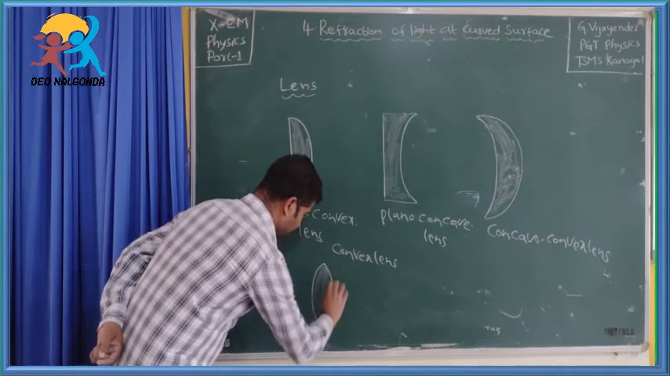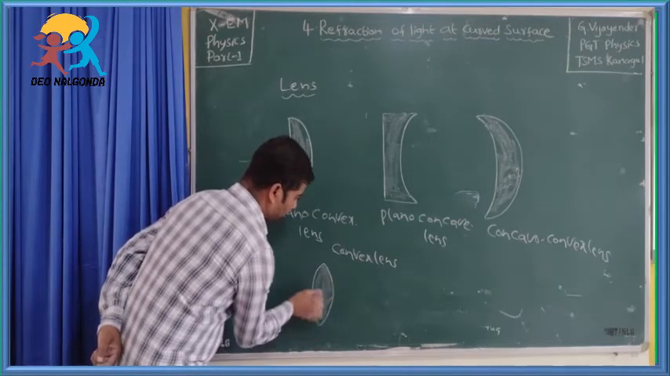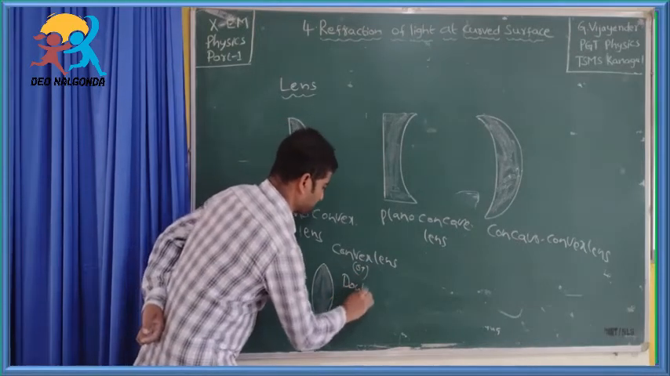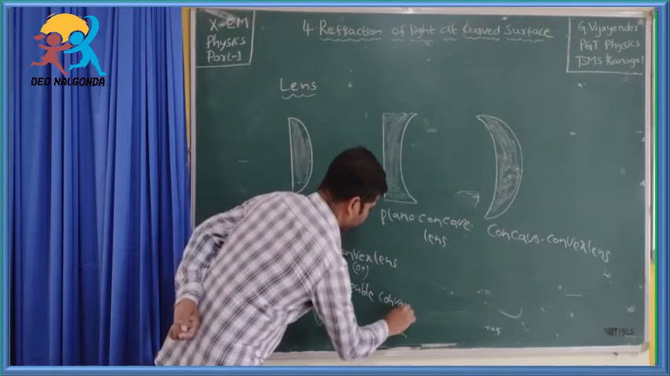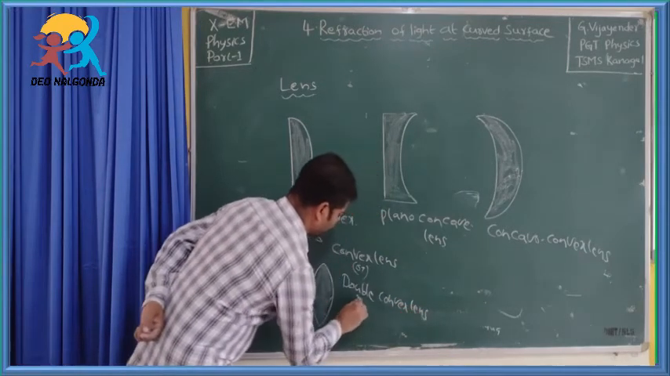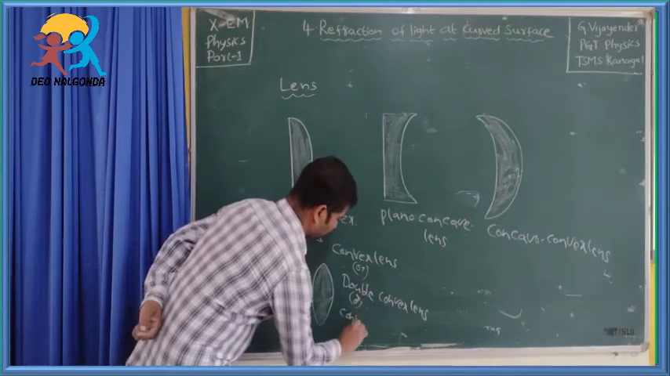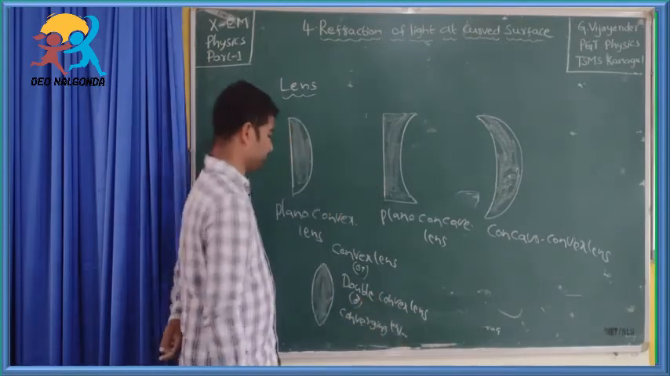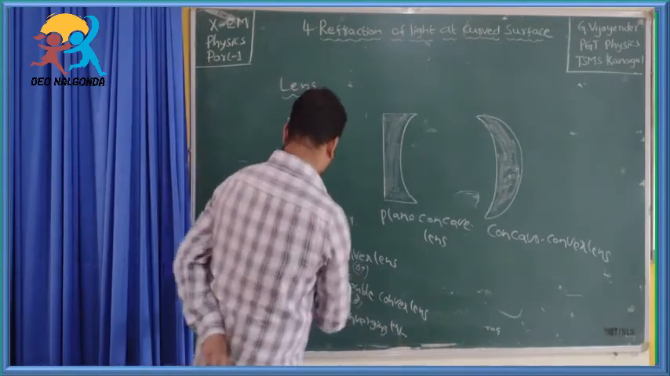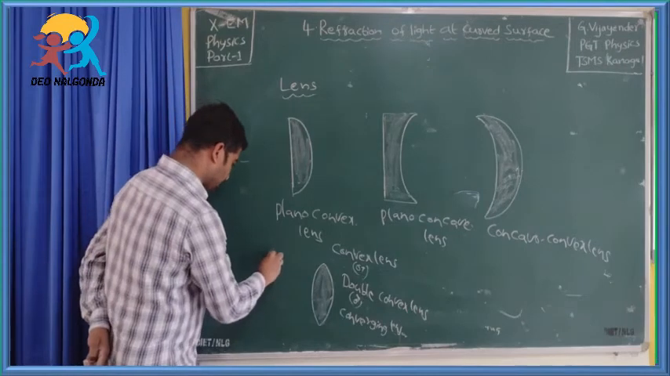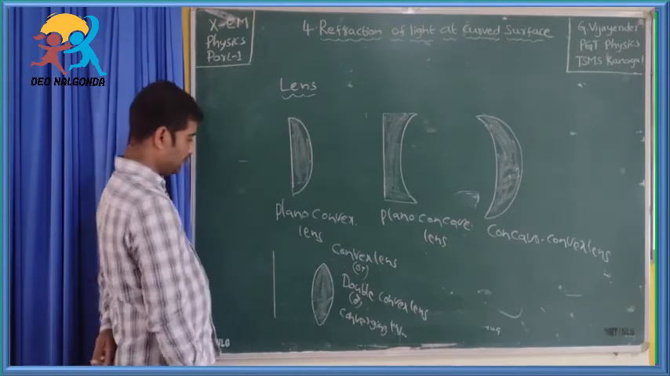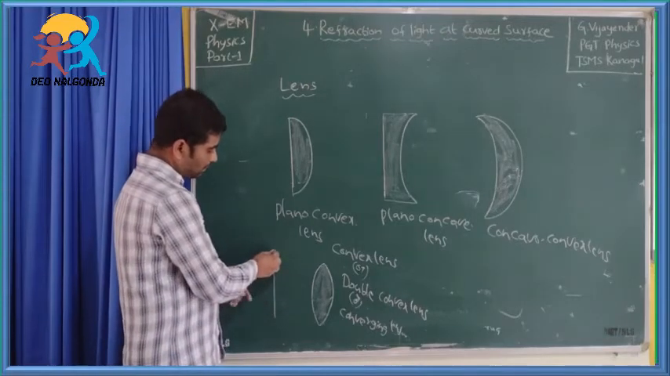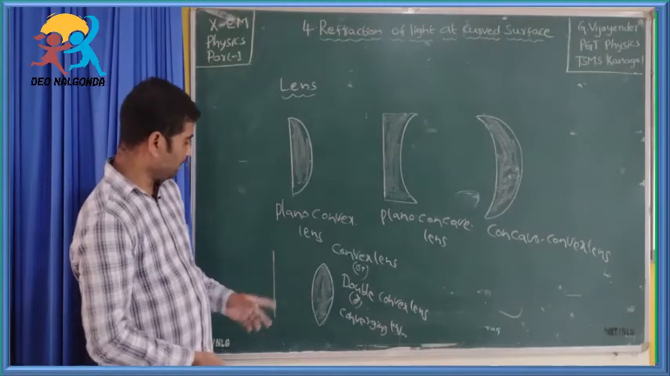This is the convex lens. This convex lens or double convex lens is also known as the converging lens. This convex lens can be denoted by a thin convex lens shape. The thinner part is shown by a small vertical line.